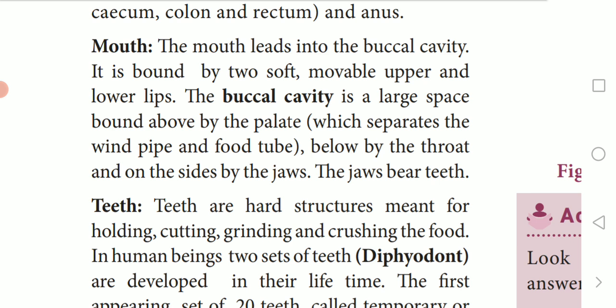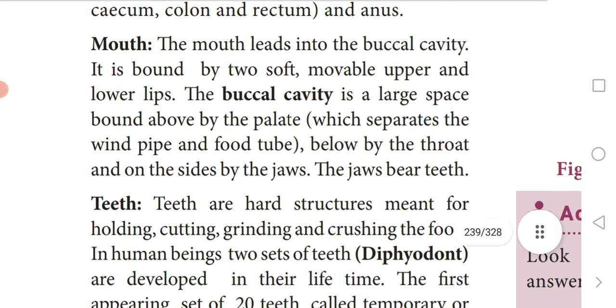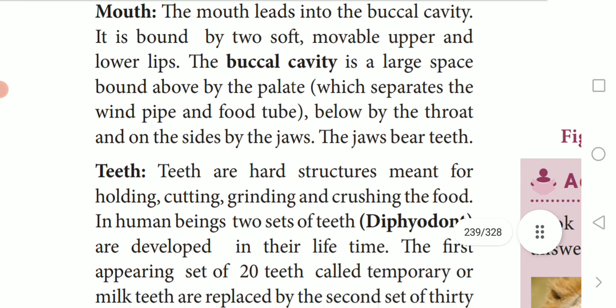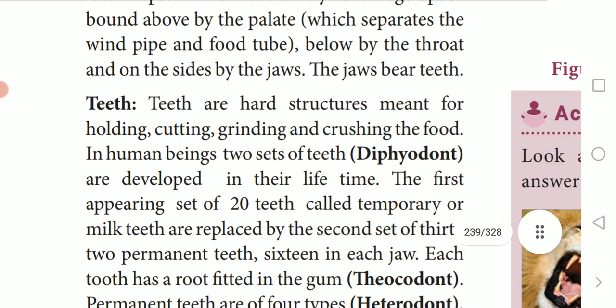The buccal cavity is a large space bound above by the palate, and this separates the windpipe and food pipe. What is the use of the windpipe? Wind means air. When we breathe in and breathe out, air enters through the windpipe. And the food we eat goes through the food pipe. Below the throat and on the sides are the jaws. The jaws bear teeth.